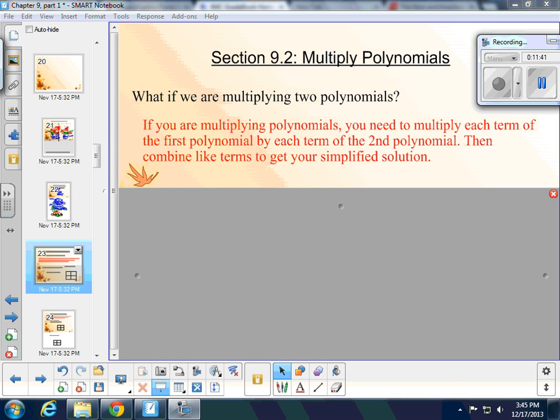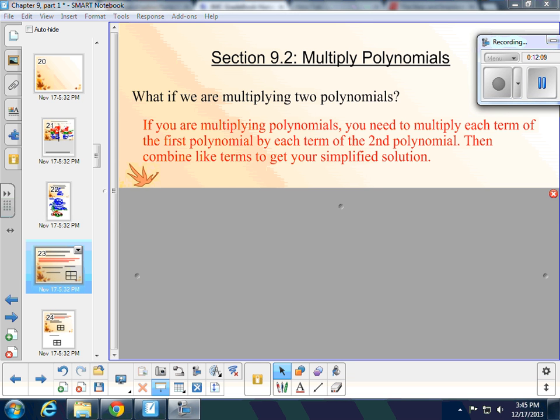So in general, what I've got written there in red, if you're taking notes along with me, is what I'd like you to write down. As long as you do that when you're multiplying binomials or trinomials together, you'll be able to get the right product. It says if you're multiplying polynomials, you just need to make sure you multiply each term of the first one by each term in the second one, and then combine like terms to get your simplified solution. The book has a few different methods you can use just to make sure you're organized and get everything multiplied together that you need to.